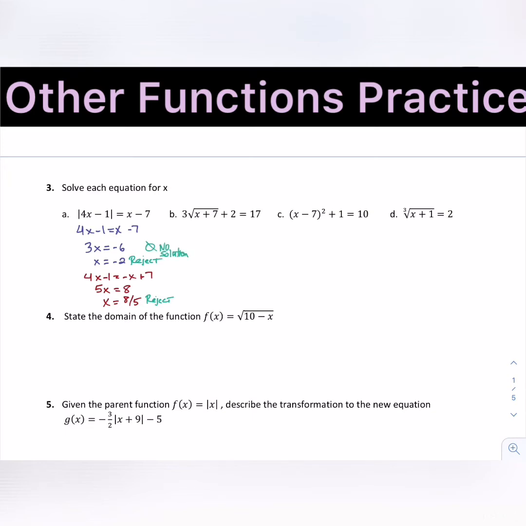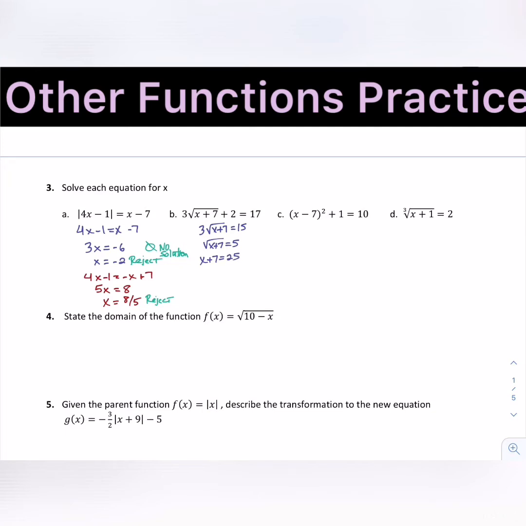There's no solution here. All right, moving on to letter B, we have 3 times the square root of x plus 7, plus 2 equals 17. We're going to isolate the radical here. So we're going to move the 2 over to be 15. Divide out the 3. You're going to get the square root of x plus 7 equals 5. And to get rid of a square root, we square both sides.